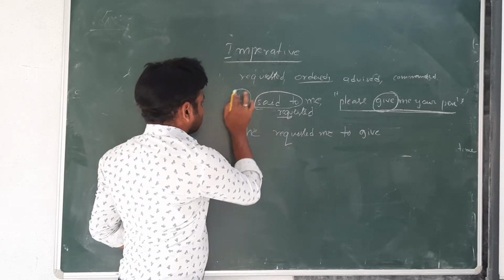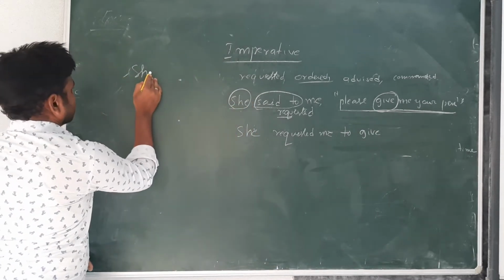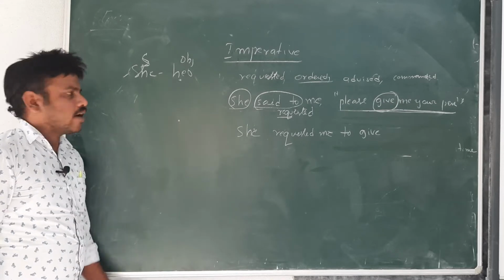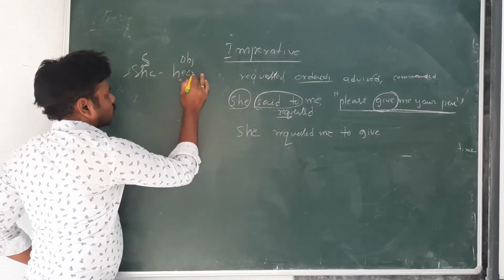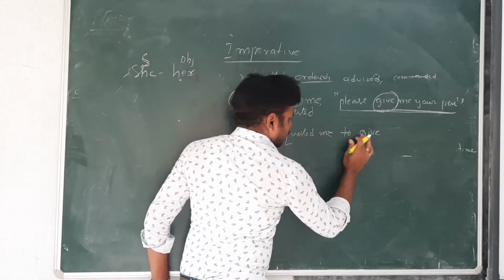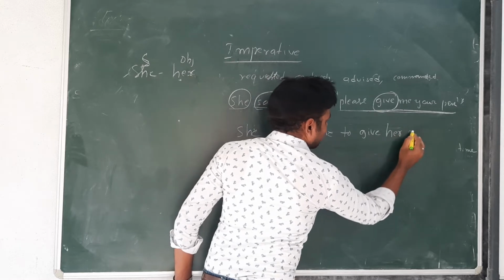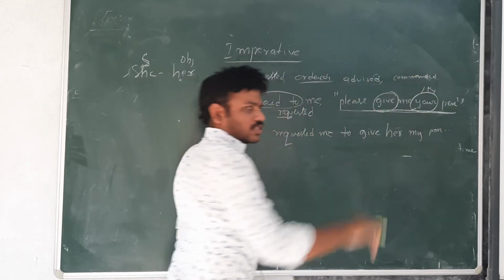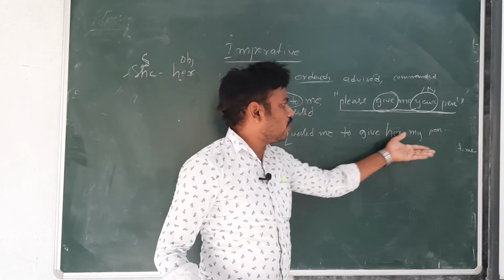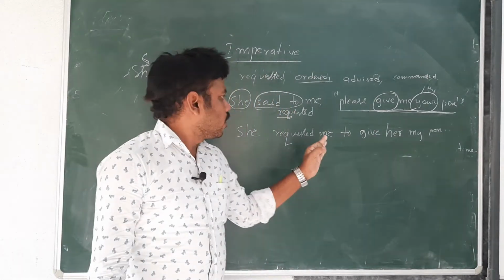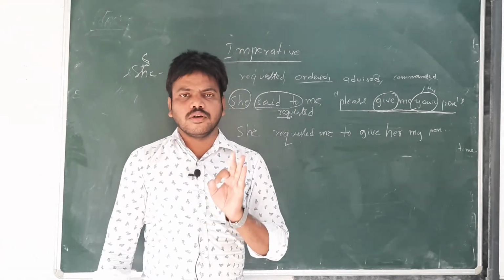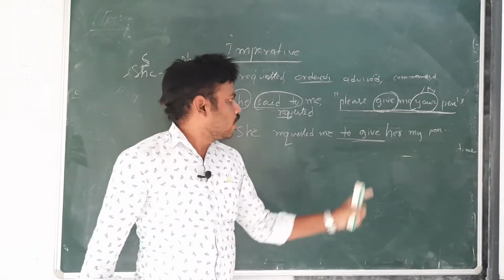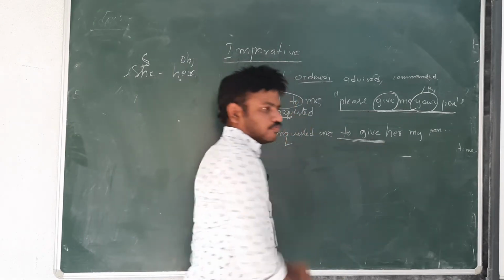She is the subject, her is the objective case. She is the subjective case and her is the objective case here. So now we should write, she requested me to give her my pen. This is the answer. Now tell me, what is the to plus V1 form? Here, to give. In the first sentence we see to come. In the second sentence we see to give.